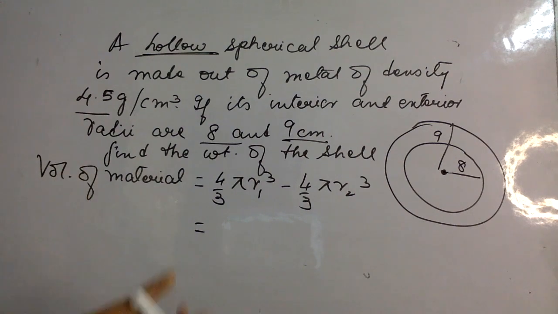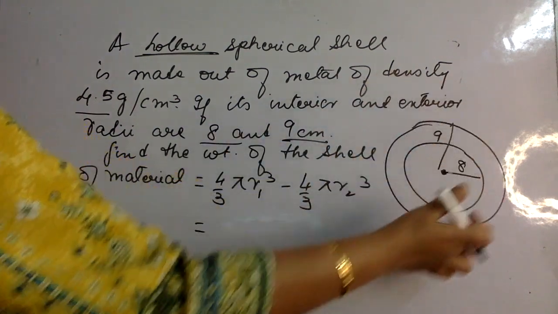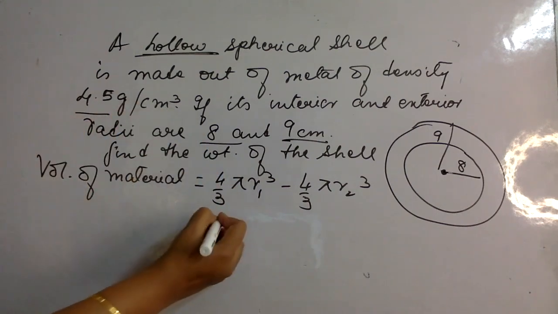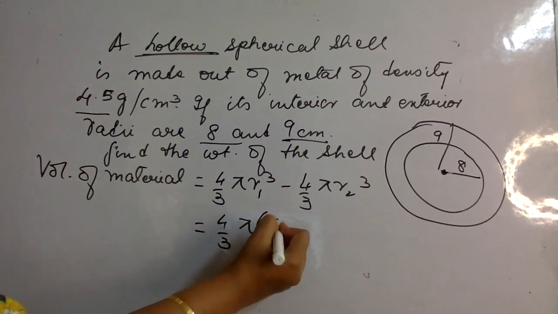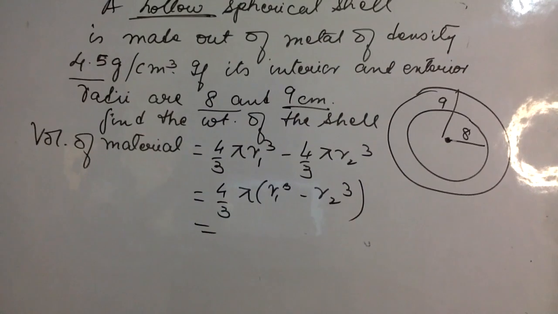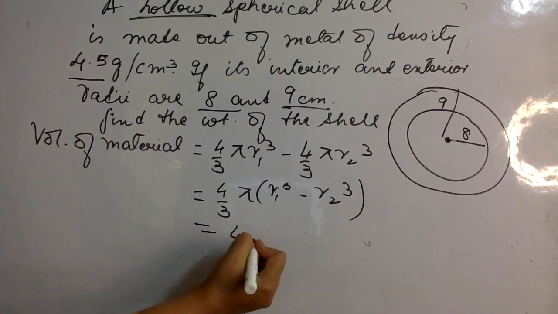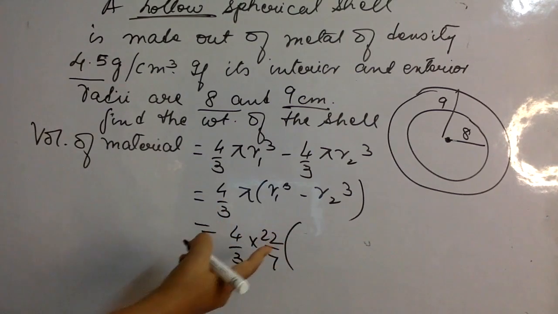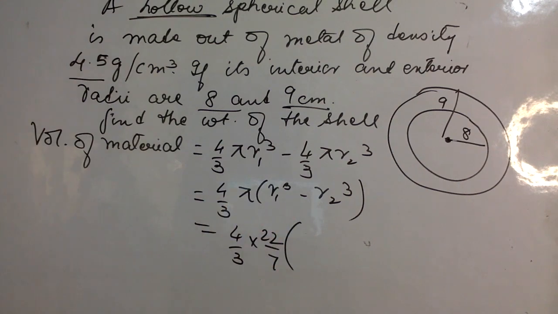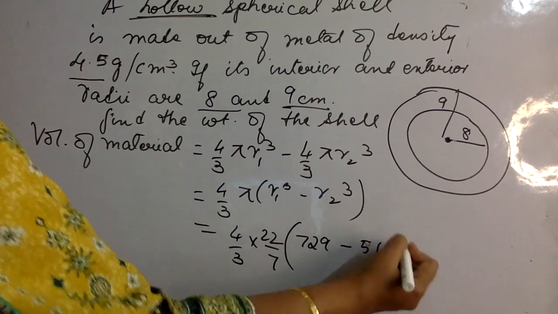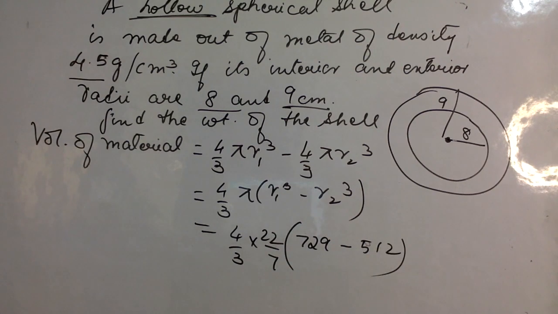Now what are we actually doing? We are getting the external volume first, and from that we are scooping out the internal one. Okay, so 4/3 pi (R1 cube minus R2 cube), and that gives me 4/3 into 22 by 7 into (9 cube, which is 729, minus 512). 8 cube is 512.